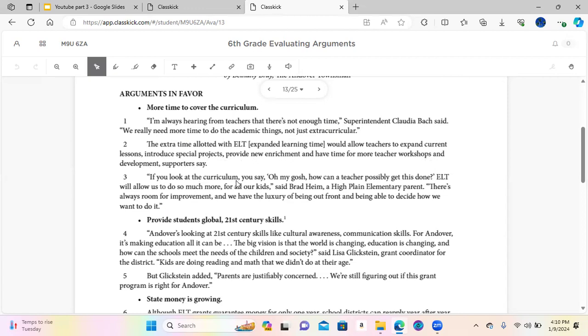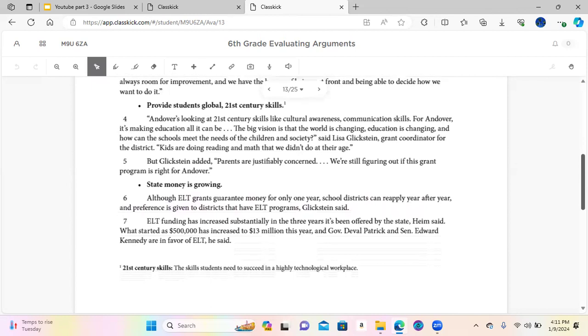If you look at the curriculum, you say, oh my gosh, how can a teacher possibly get this done? ELT will allow us to do so much more for all our kids, said Brodheim, a High Plain Elementary parent. There's always room for improvement, and we have the luxury of being out front and being able to decide how we want to do it.